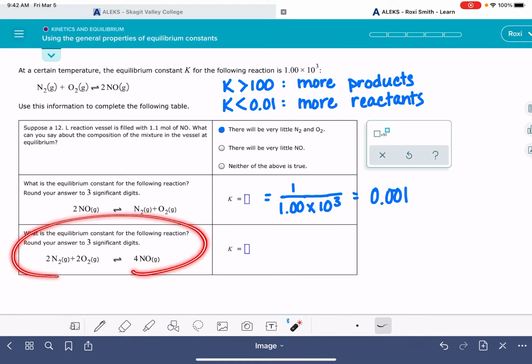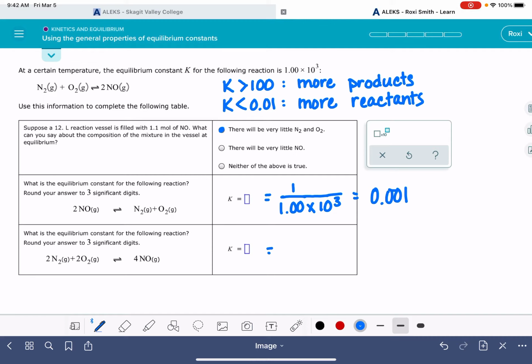In this second one, my reactants have not been moved. My reactants are still reactants and my products are still products, but the stoichiometric coefficient has changed. The stoichiometric coefficient has doubled. So when you make a change to the stoichiometric coefficient, you make the same type of change to the value of K, except it's in the exponent.